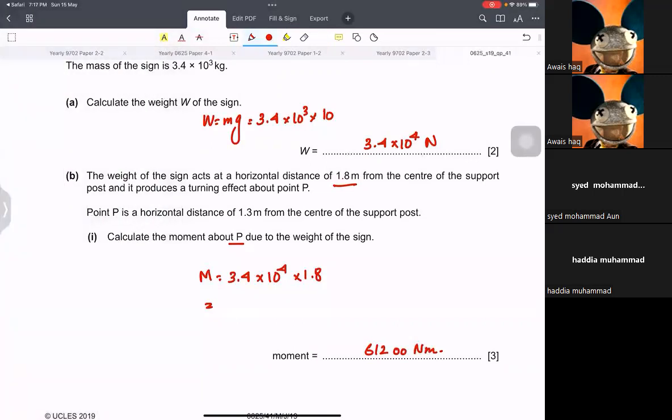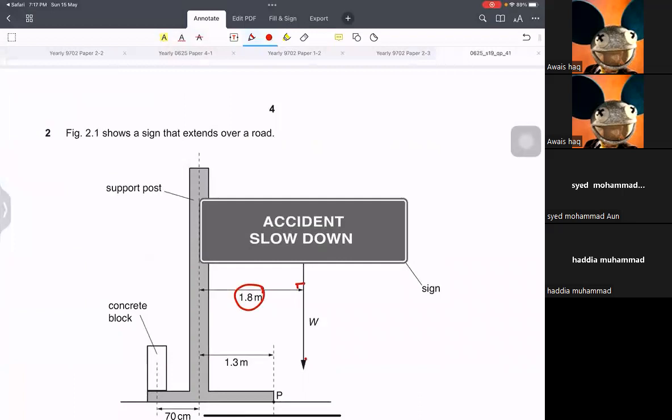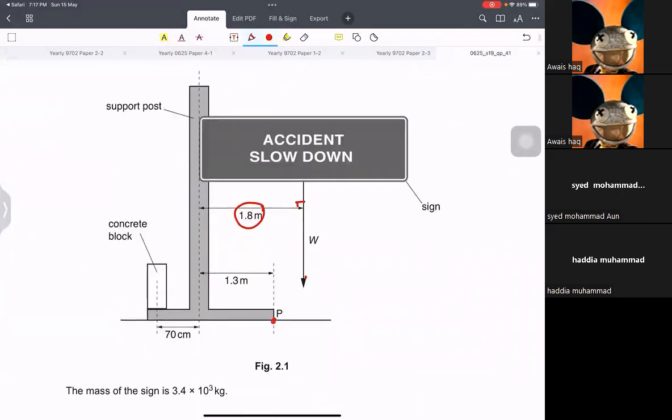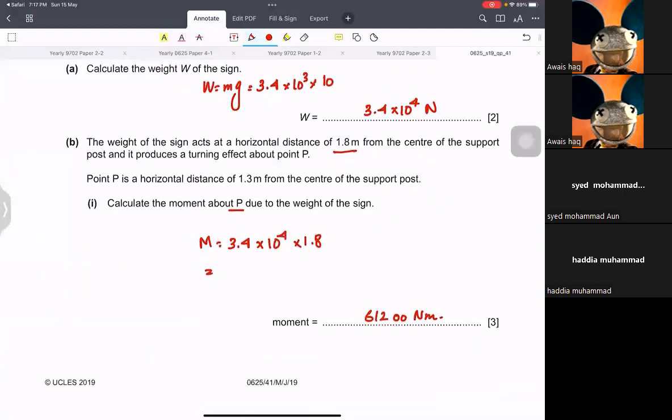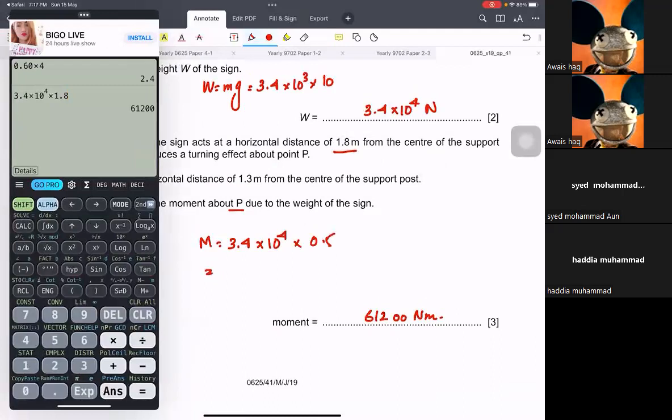All right. Therefore, shouldn't we subtract 1.3? Why? Because it says that you have to find the moment about P. Oh, about P. Yes, yes, yes. Then we should find this distance. Sorry. It should be 0.5 then. I thought it was on the center post. That's good. 17,000.